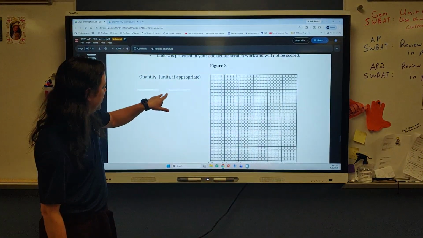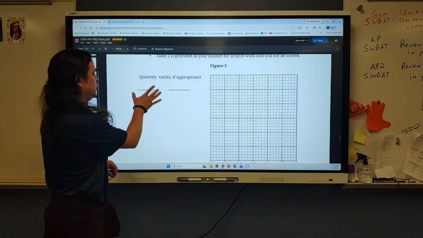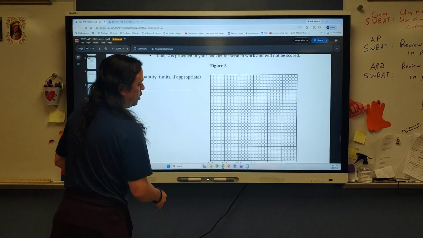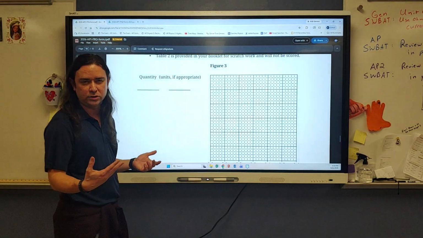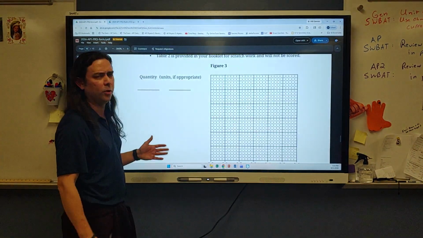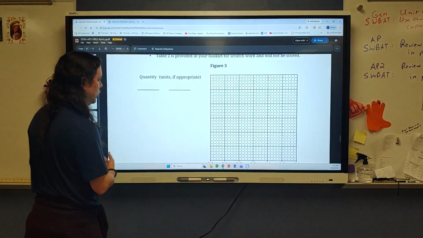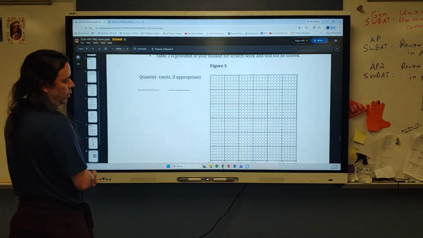Looks like they've adopted this now. I'm going to try and incorporate this for the future. Quantity here and units if appropriate. Remember, not everything would have units, like coefficients of friction or a couple of other things, which have no units that go along with them. But many of the things very well might.